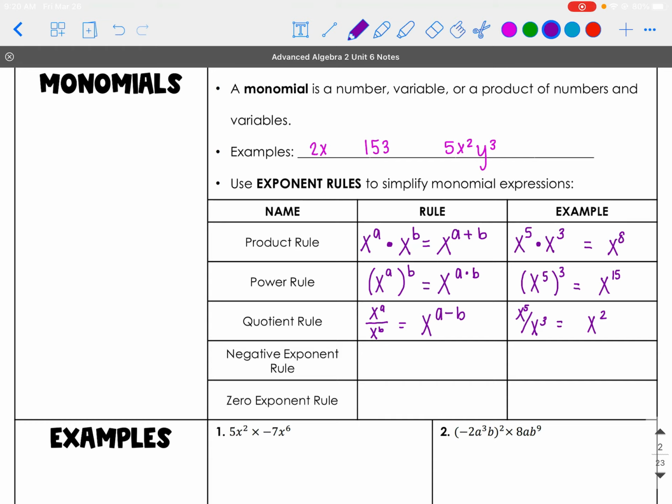Now, negative exponents. If I have x to the negative a power, what that does is it takes your variable and moves it to the bottom of a fraction, and that exponent becomes positive. So this would be 1 over x to the positive a power. So if I have x to the negative 5th, that's the same thing as 1 over x to the positive 5th power.